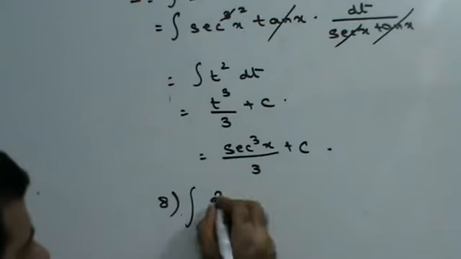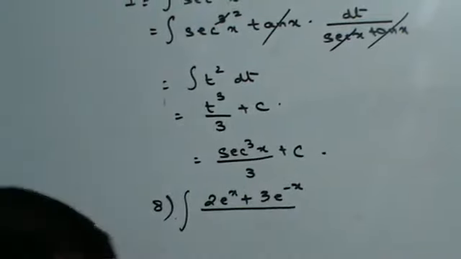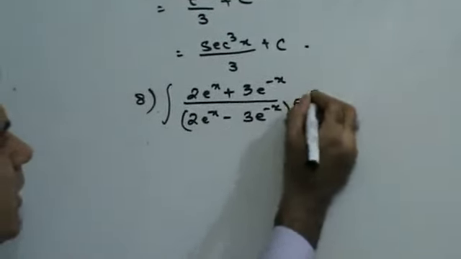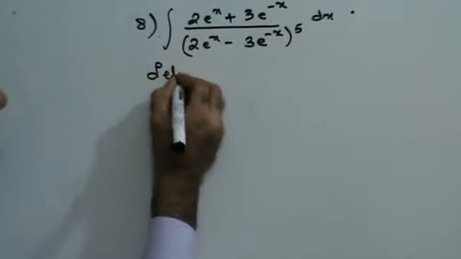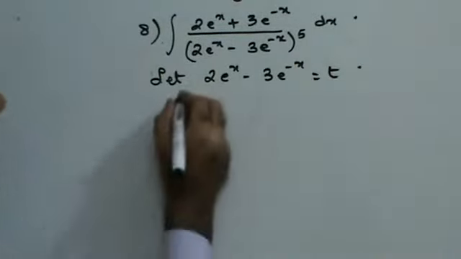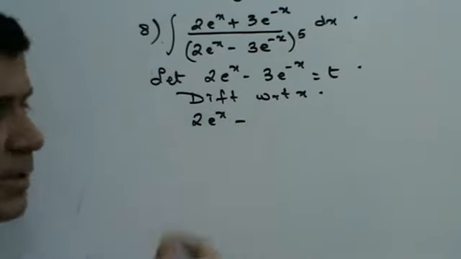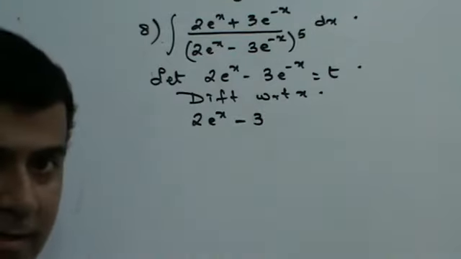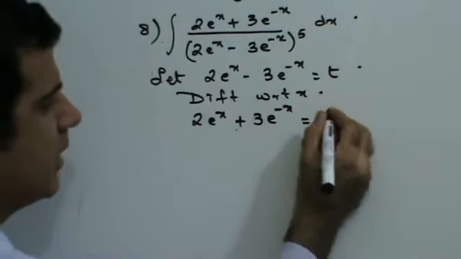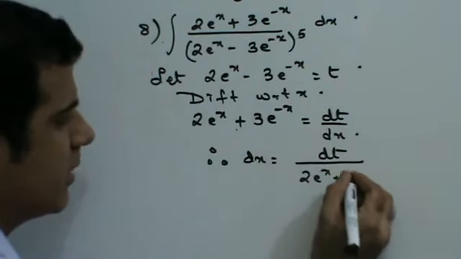Integral of (2e raised to x plus 3e raised to minus x) upon (2e raised to x minus 3e raised to minus x) the whole raised to 5 dx. Right? Let the denominator be equal to t. So you will get 2e raised to x minus 3e raised to minus x be equal to t. Differentiate with respect to x. 2 as it is. d by dx of e raised to x is e raised to x, minus d by dx of e raised to minus x, which is minus e raised to minus x. So that minus multiplies here to give you plus, which is dt by dx. Therefore, I can say that dx is equal to dt upon (2e raised to x plus 3e raised to minus x).